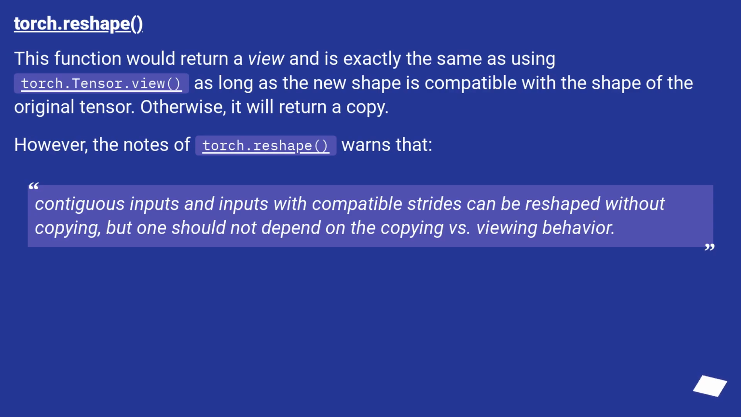torch.reshape. This function would return a view and is exactly the same as using torch.Tensor.view as long as the new shape is compatible with the shape of the original tensor. Otherwise, it will return a copy. However, the notes of torch.reshape warn that contiguous inputs and inputs with compatible strides can be reshaped without copying, but one should not depend on the copying versus viewing behavior.